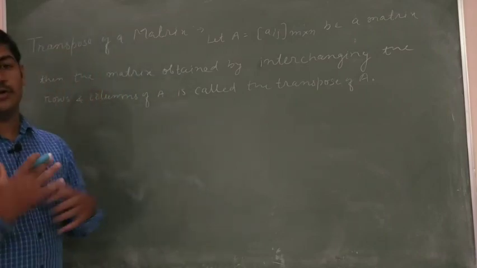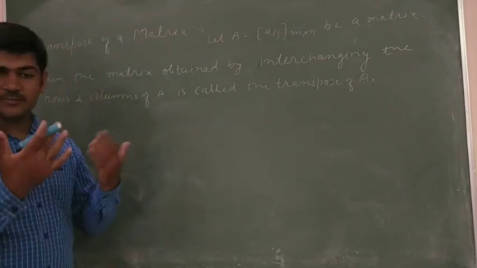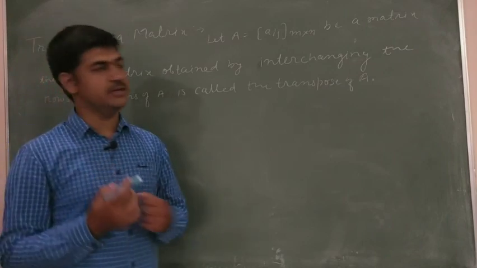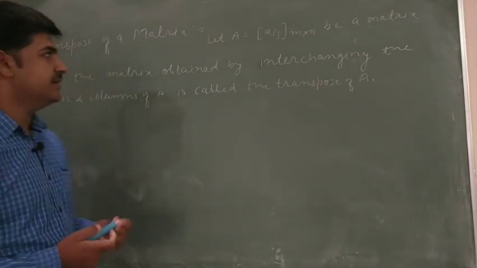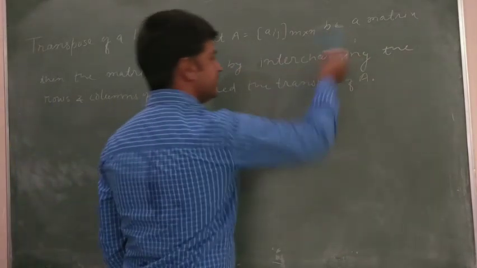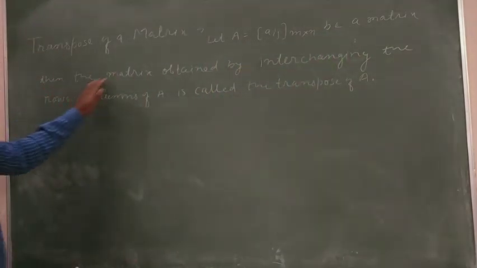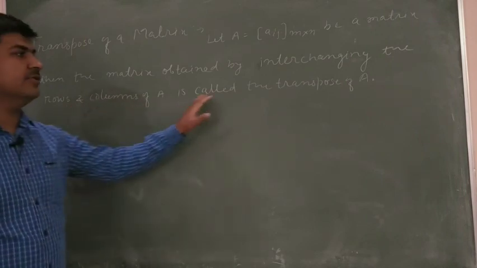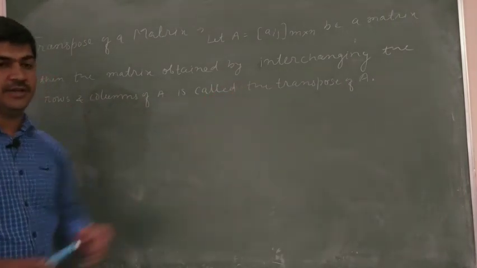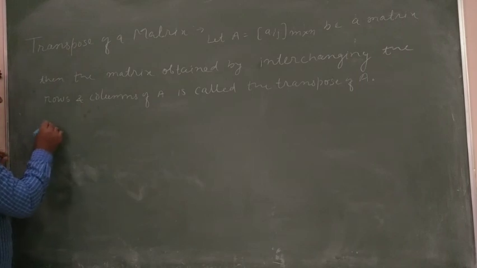Dear students, if we take any matrix A and if we interchange the rows and columns of matrix A, then the transpose of matrix A is obtained. So that is what I have written in the definition of transpose of matrix A. See, let A be a matrix, then the matrix obtained by interchanging the rows and columns of A is called the transpose of A.